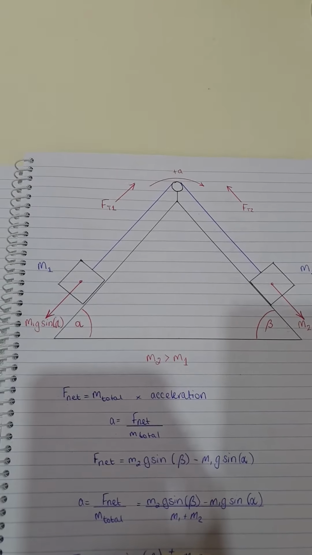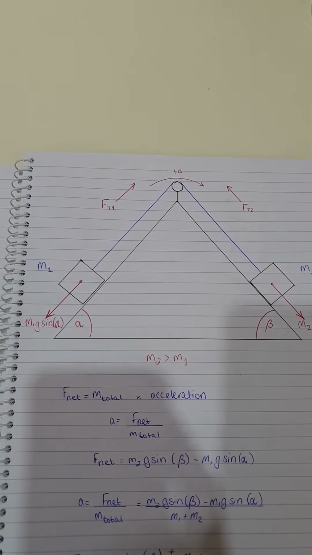From there, we can find the tension in the string, and as both masses are connected to the same string, T1 is equal to T2. So we can do this either way. We can either work it out for tension 1 or tension 2. I've chosen to work it out for tension 2, which is equal to the weight component along the incline in which mass number 2 is going, which is mass 2 multiplied by gravity multiplied by sine beta, plus or minus the force required to accelerate mass number 2, which is mass 2 multiplied by acceleration.